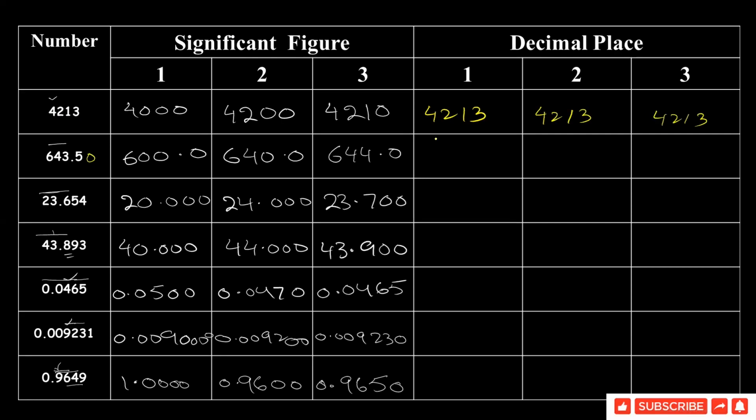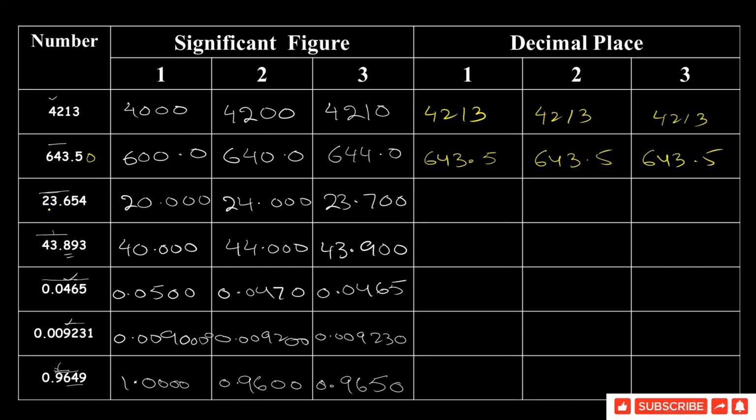4213. So first decimal place, it will be 643.5. Okay. The second one is 643.5. It's a one decimal place, so it will be kept as it is because we do not have any next number to it. Again, we shall write it 643.5. And then again we write 643.5. No change at all.